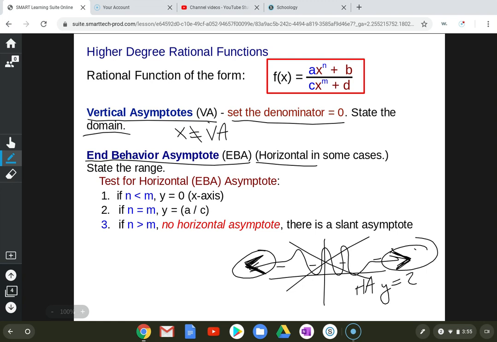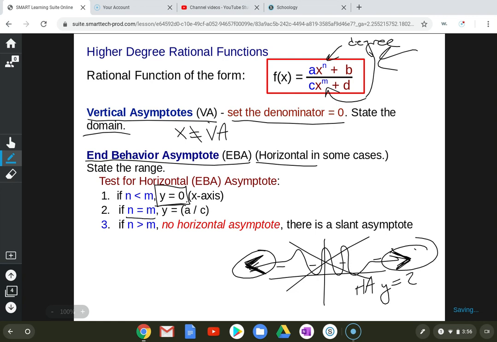What are these n's and m's? They're up here. If we take a look, n is the degree of the numerator, the highest exponent of the numerator, and m is the degree of the denominator. And if n is lower than m, if the degree on the bottom is greater, then you automatically have a horizontal asymptote at y equals 0. So if the bottom is bigger, the horizontal asymptote is y equals 0.